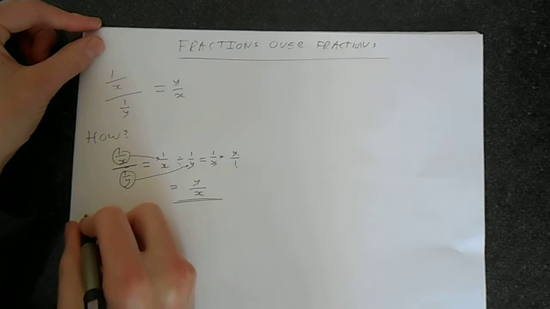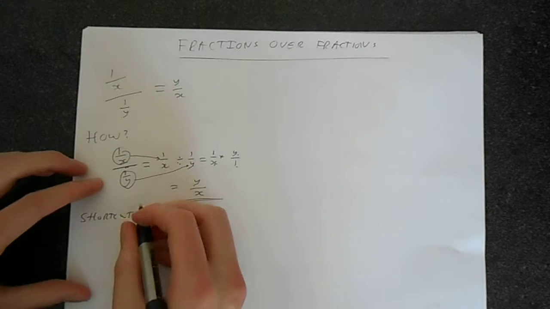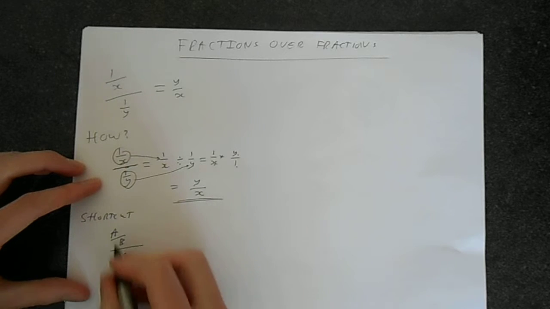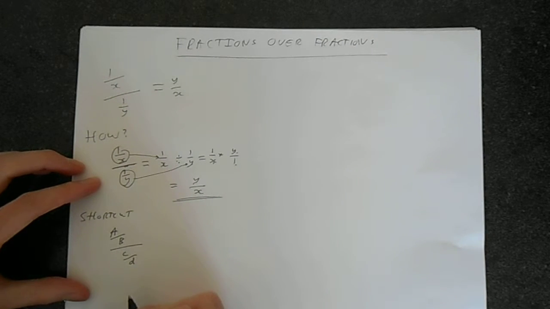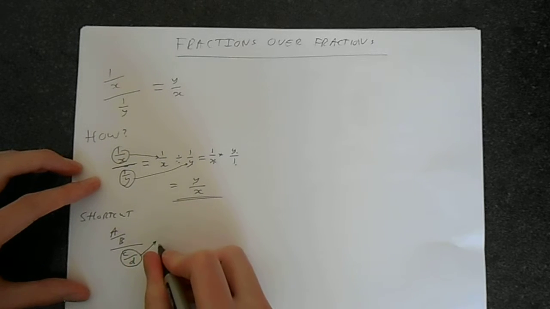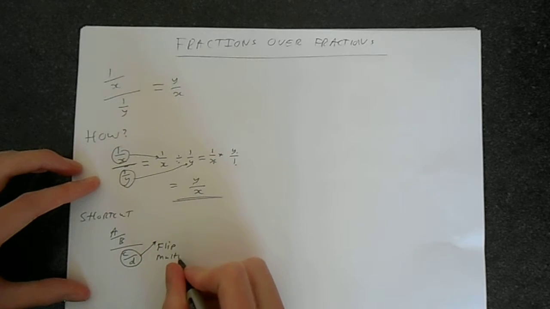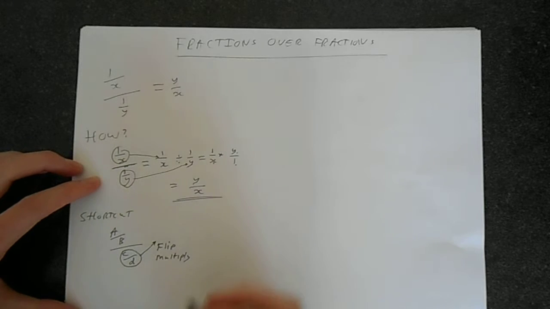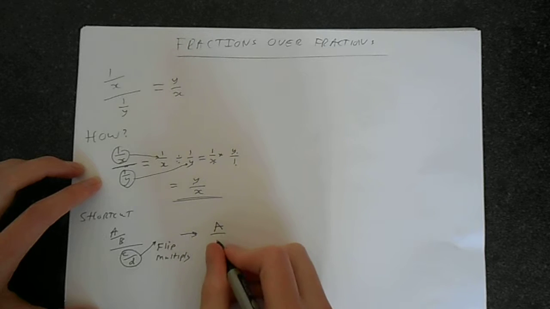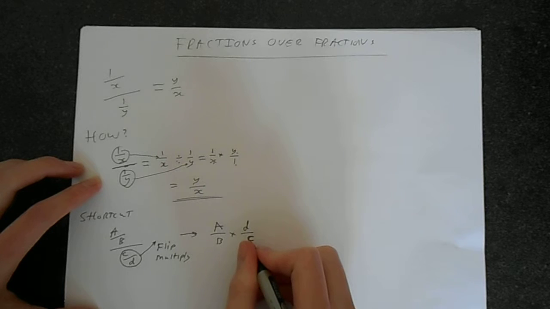Simple. There is, of course, an even simpler way. There's a shortcut you can take, which says, say you've got something a divided by b, and then you've got c divided by d. So a divided by b is being divided by c divided by d. You take the second fraction like this, you move it to the top, you flip it upside down, and then you multiply by it. This is the shortcut. So this is the same as a over b times d over c.